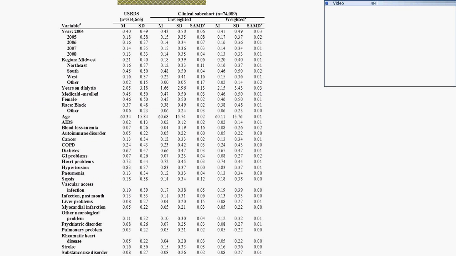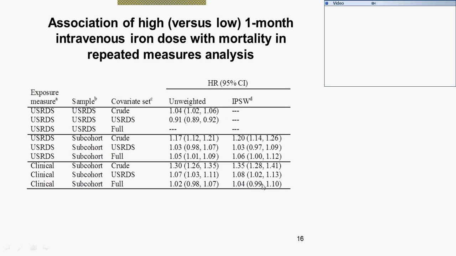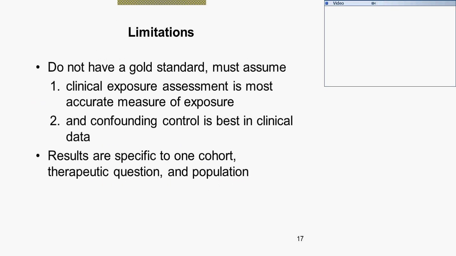Interestingly, the results in the overall cohort, just using the claims, are suggestive of a protective effect of iron. It's reducing short-term mortality risk, which really doesn't make a lot of clinical or biologic sense. We don't have a gold standard. We don't know what the true effect of treatment is, so we need to assume that the estimates coming from the clinical cohort, with all the clinical variables, are best estimates, and that may not be true.